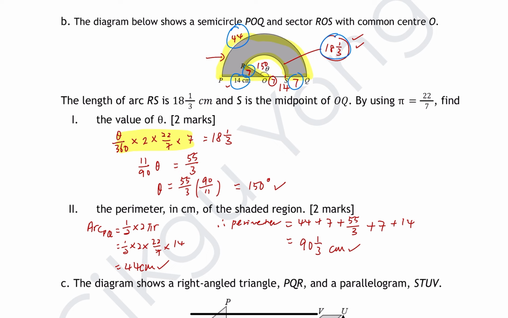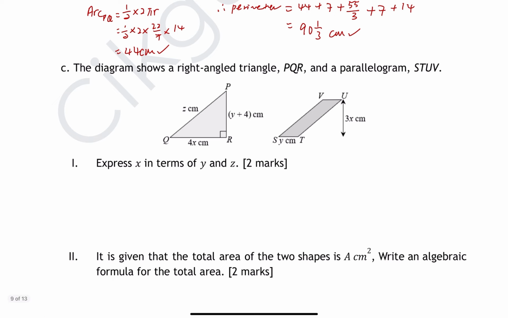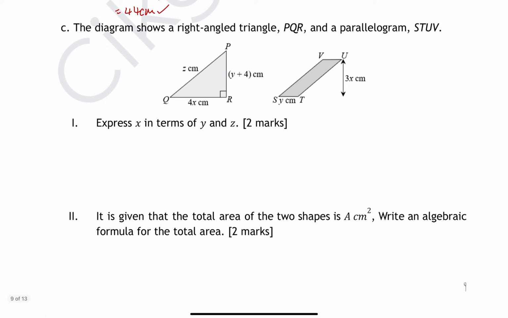Okay? Then for C. Okay, so the diagram shows a right angle triangle PQR and a parallelogram STOV. Express X in terms of Y and Z. So based on these two diagrams, you can actually see only your right angle triangles here. You are involving your X, Y, and Z. Okay, and since you are looking for the expression of X in terms of Y and Z, it means you need something X equals to with your Y and Z located on your right hand side. This is a right angle triangle, and again there's only one formula involved, which is your Pythagoras theorem.